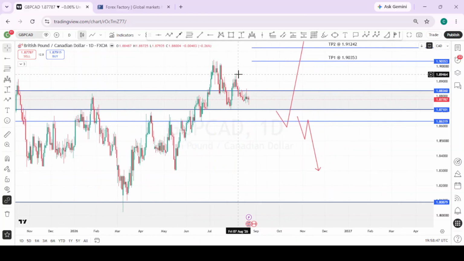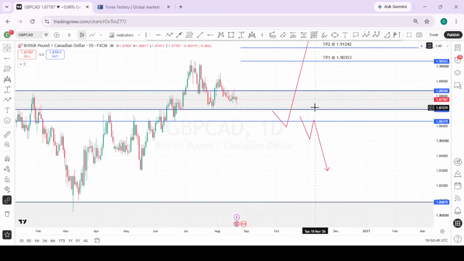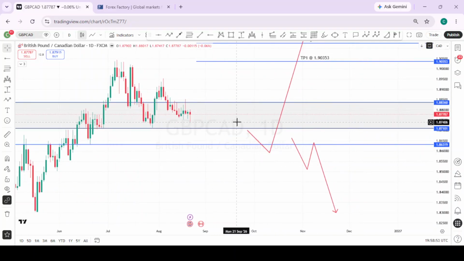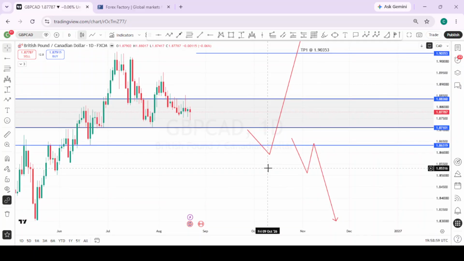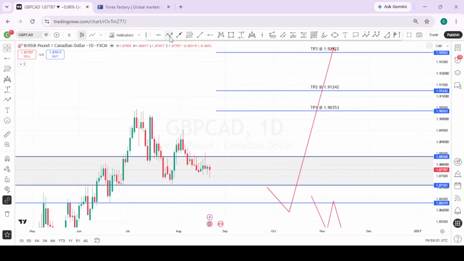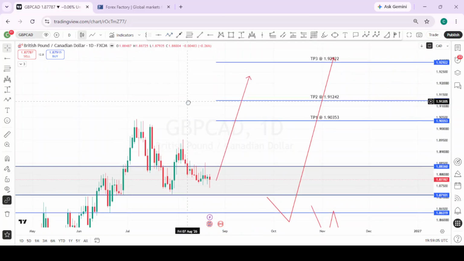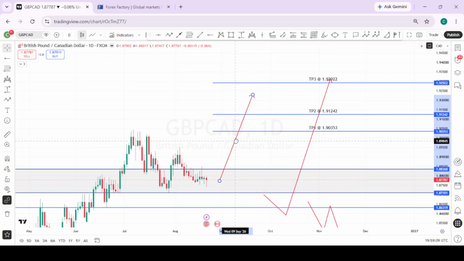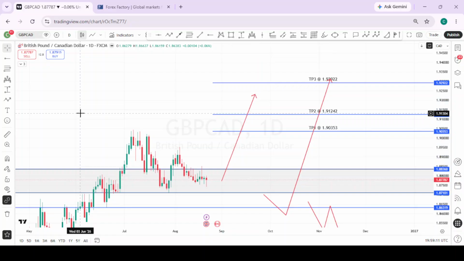This is GBPCAD. GBPCAD is currently in an area of interest where we were expecting a buying opportunity. So price has been playing around for quite some time. So we're looking forward to see some momentum kicking in this area of interest. Then we can decide or take our buy decision from this area to the upside. So these are our various targets we have for GBPCAD. So we're patient to see how price plays out within this area of interest. Then we take our decisions to the bullish side.